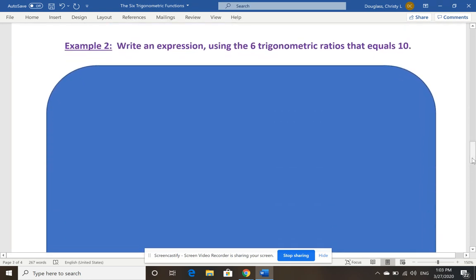Here is an example that many of you were struggling with. It says, write an expression using the 6 trigonometric ratios that equals 10. And some of you, it asked you to write an expression using the 6 trigonometric ratios that equals 1 or that equals 3 or some number. But I just selected 10 so we could take a look at this.